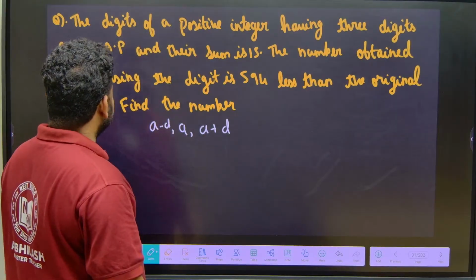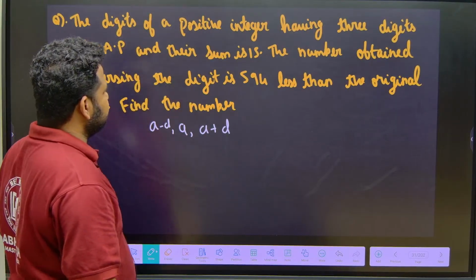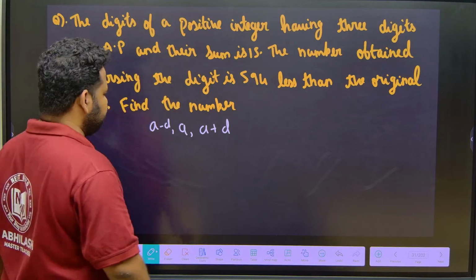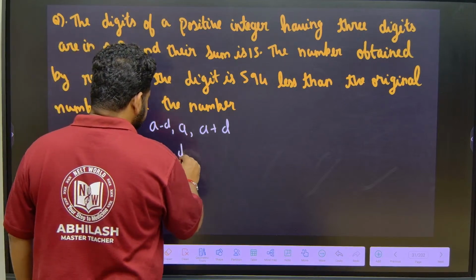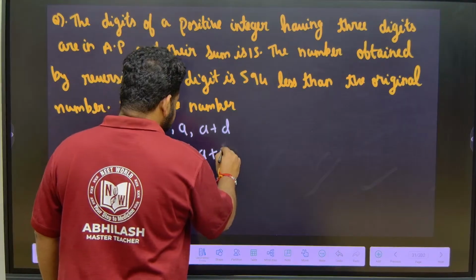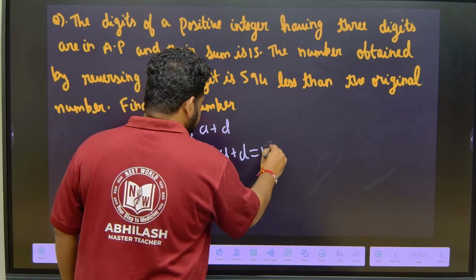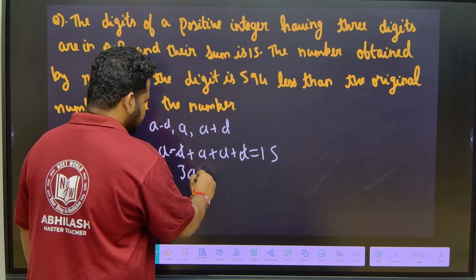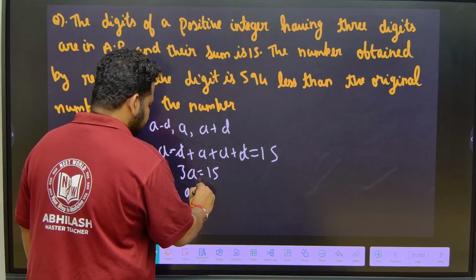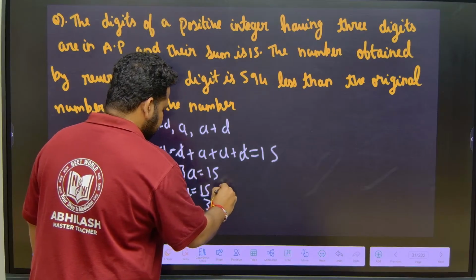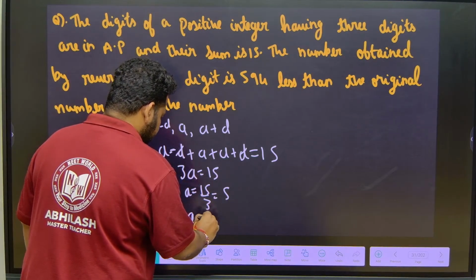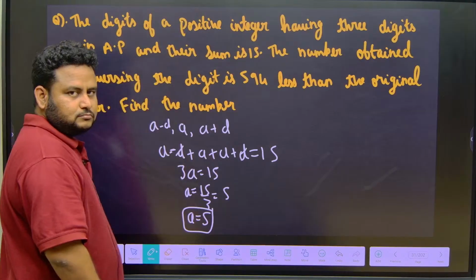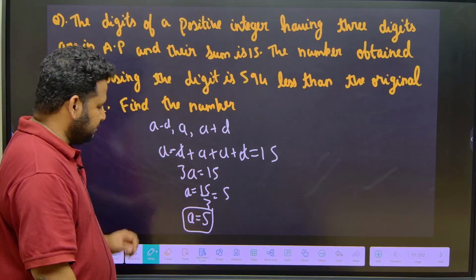They are telling, and their sum is 15. That is, the sum of the digits is equal to 15. That means what should I do? a minus d plus a plus a plus d is equal to 15. So what will happen? Minus d and plus d will cancel. So 3a will be equal to 15. So a will be equal to what? 15 by 3, that is nothing but equal to 5. So a will be equal to 5. Got it? This is what we got.